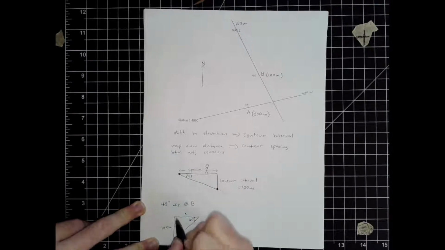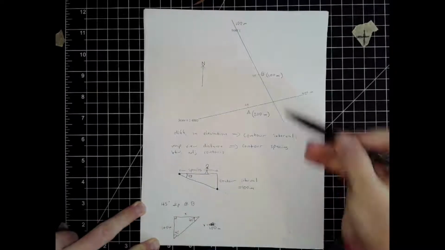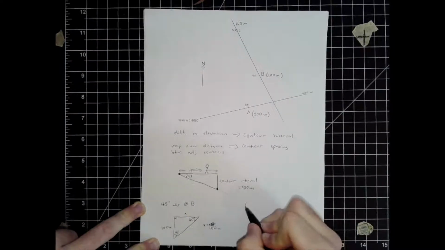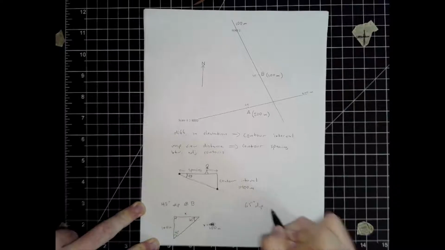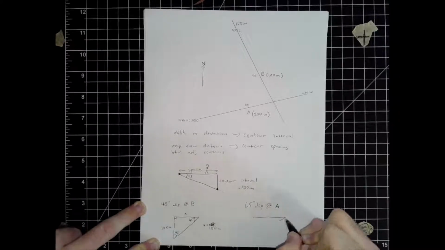You can already tell, just by looking at this triangle, that it's a special triangle. 45 here means this is also 45, and that means that these two sides have to be equal. So in this case, x equals 100 meters. So the spacing and the interval, in the case of a 45-degree dipping bed, are going to be the same. It gets trickier when we look at the 65-degree dip. At A, that triangle is going to look more like, it's going to be even steeper.